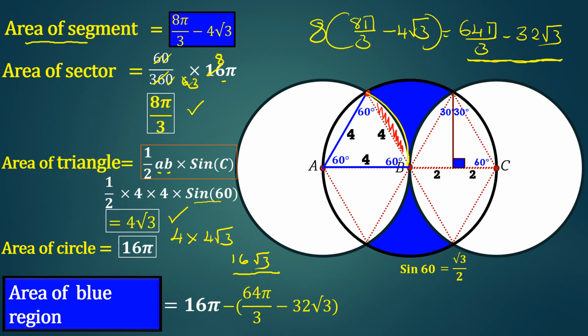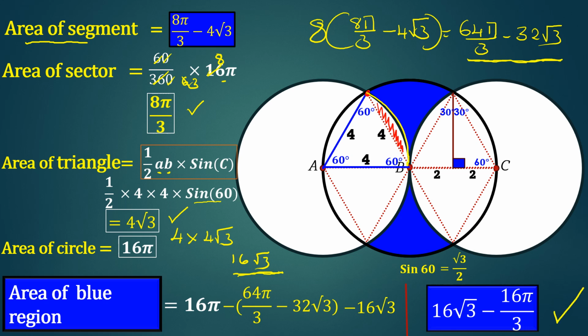So minus 64 pi divided by 3 minus 32 square root of 3, minus the area of all 4 triangles, 16 square root of 3. So this will all simplify to 16 square root of 3 minus 16 pi over 3. How exciting was that?